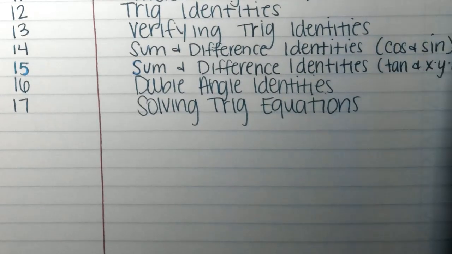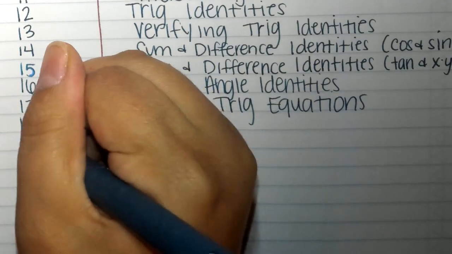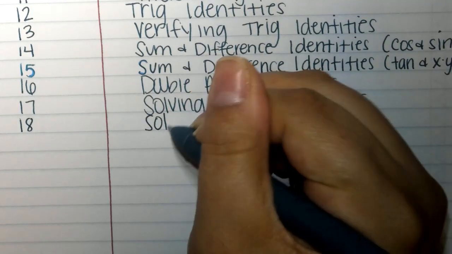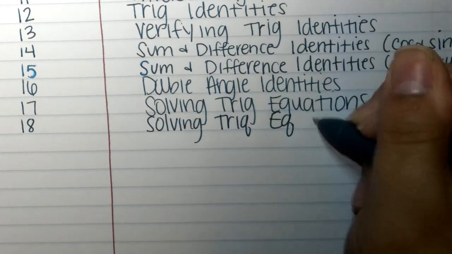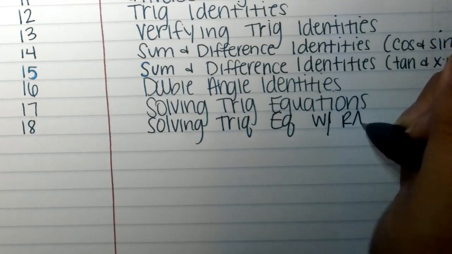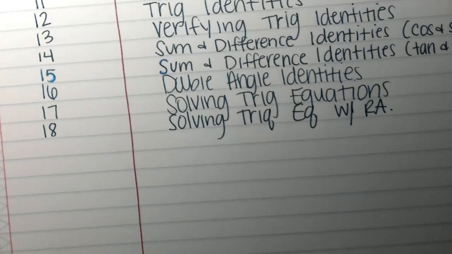Okay. Yesterday we solved trig equations that were the special angles on our unit circle. Today we're going to be solving equations that might not necessarily be one of our special angles. So we call this solving trig equations with RAs, or reference angles. And I'll explain what a reference angle is in just a minute.